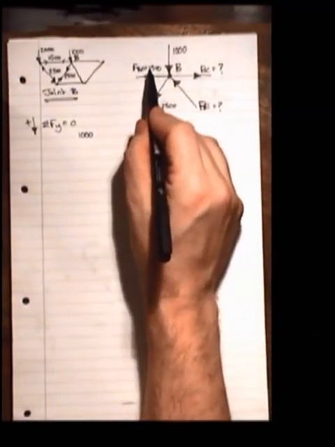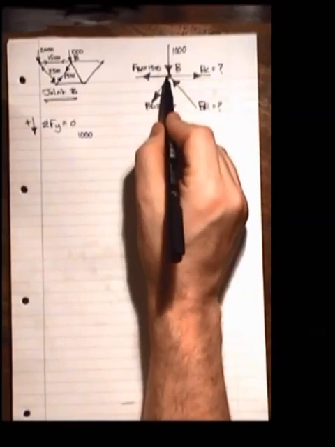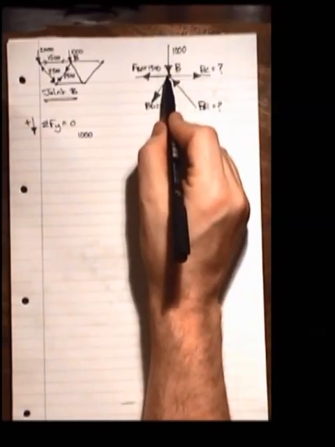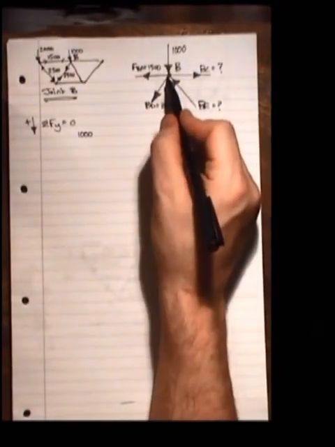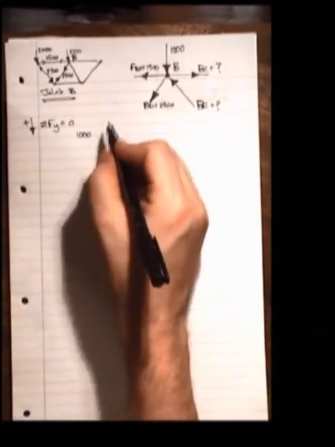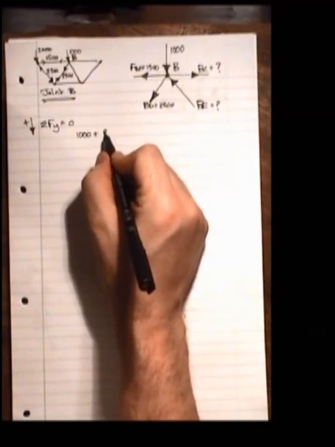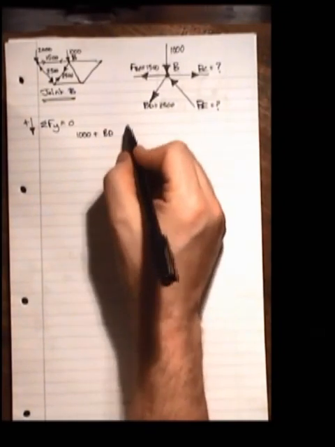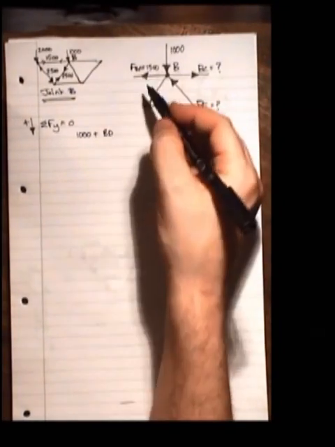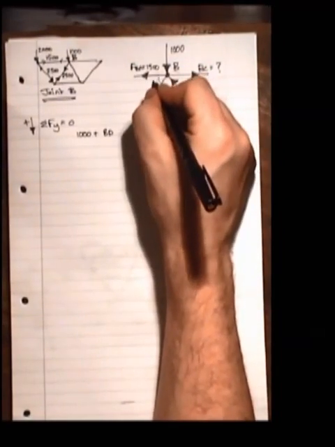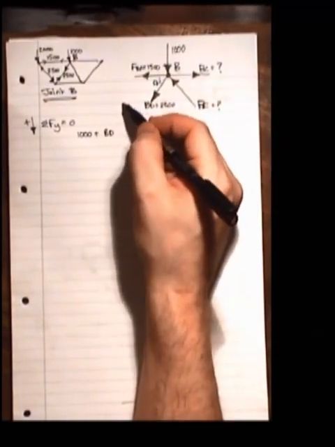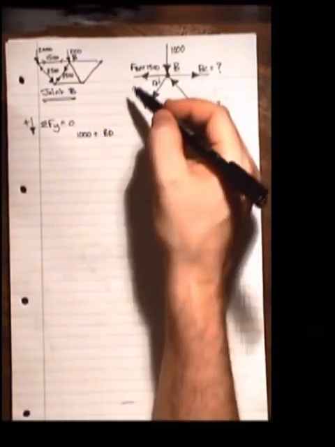We've got 1500, but that's purely horizontal, so we ignore that. BC is also horizontal, so we ignore that. So let's look at this force here, that's heading downwards, so it's plus BD. And how much of that BD is acting? Now this is our angle, 53.13 again. So I'll draw this out.